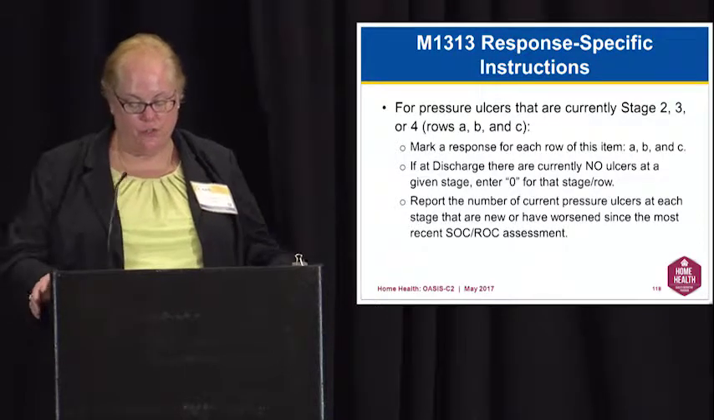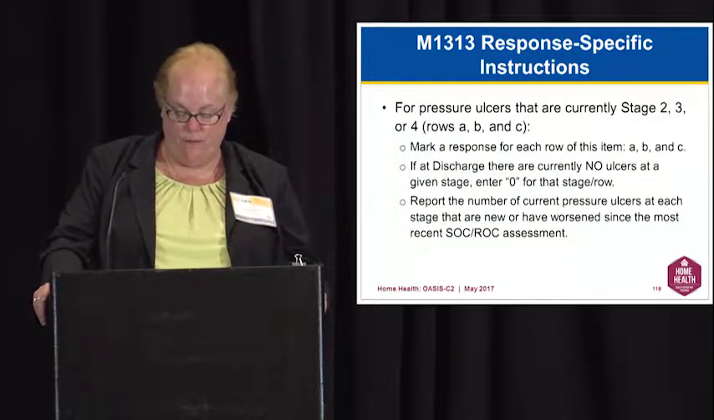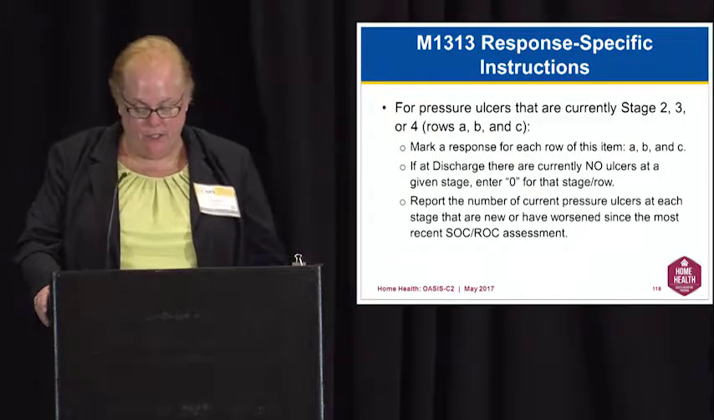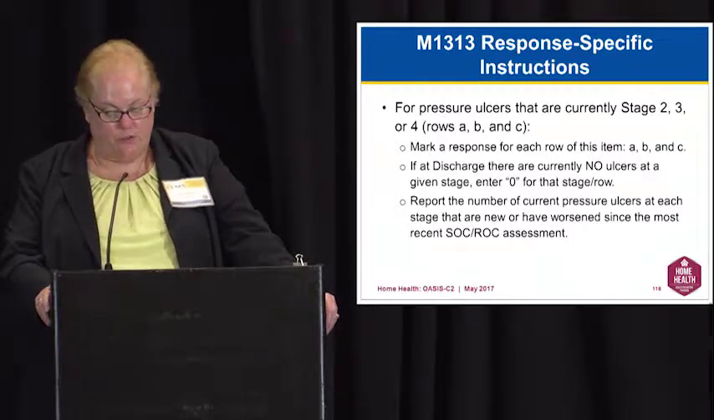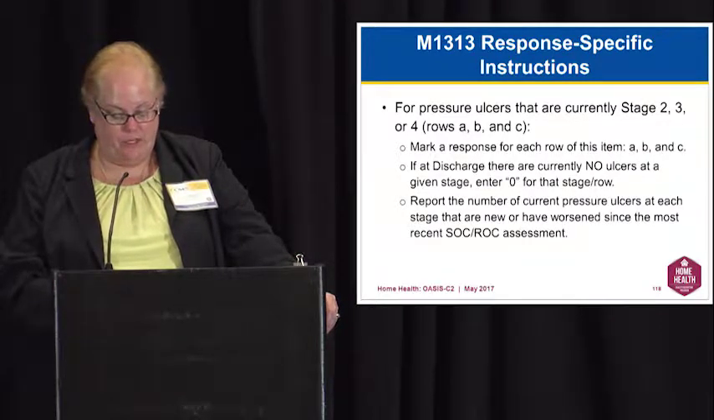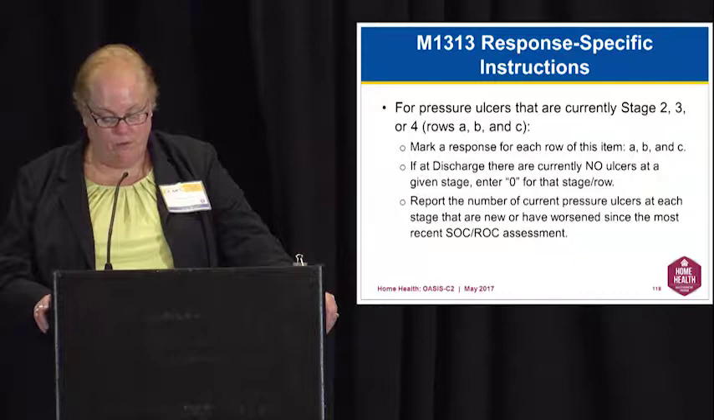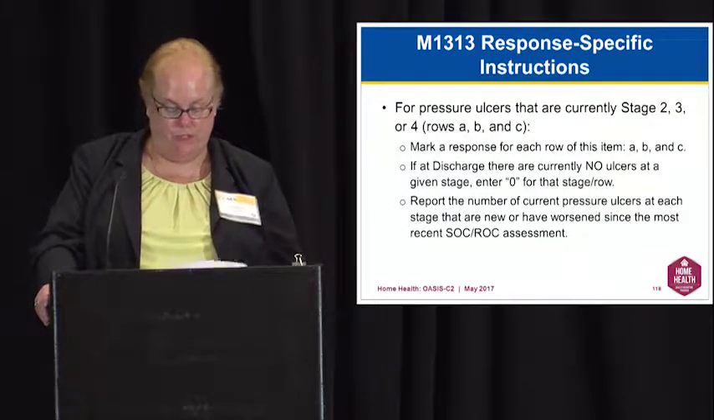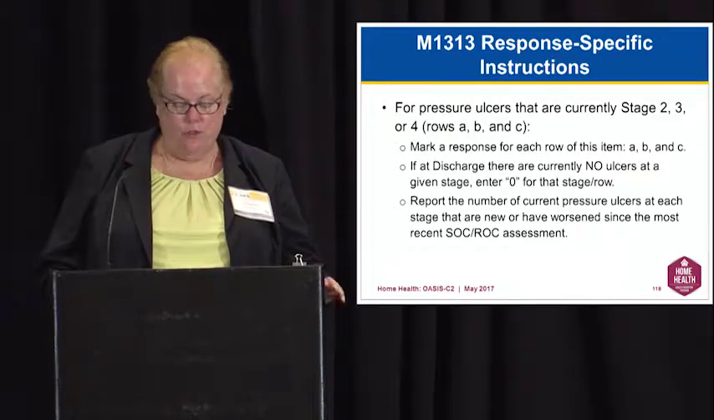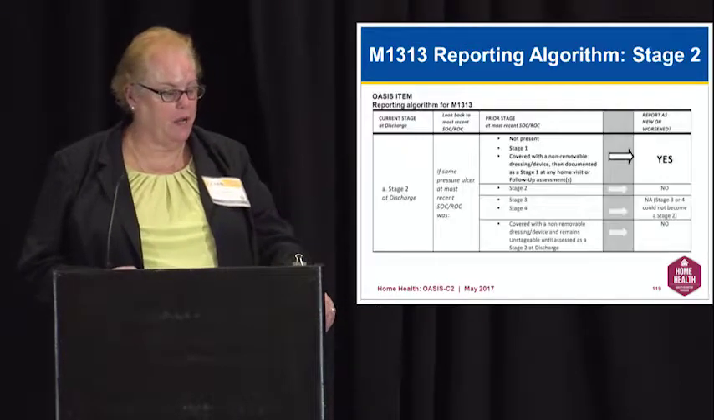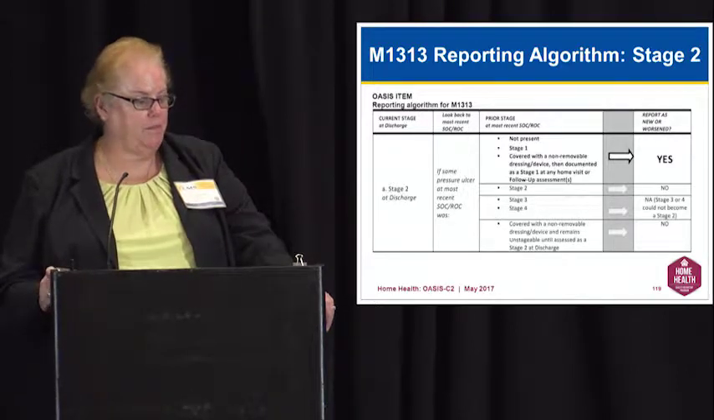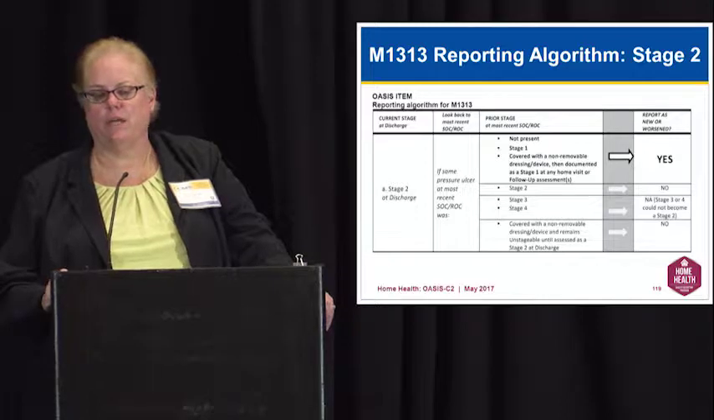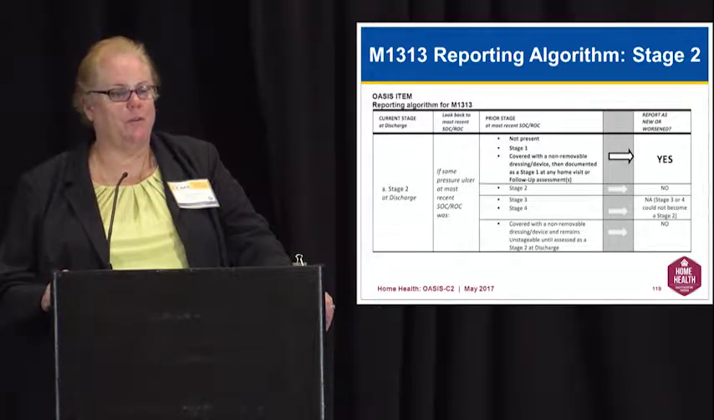For pressure ulcers that are currently stage 2, 3, or 4, mark a response for each row in items A, B, and C. If at discharge there are currently no ulcers at the given stage, enter 0 for that stage and row, and report the number of current pressure ulcers at each stage that are new or have worsened since the most recent SOC/ROC. What we're going to see here are reporting algorithms, and these come right out of the OASIS manual. Who's seen these in the manual? A few of you have read your manual. Great.